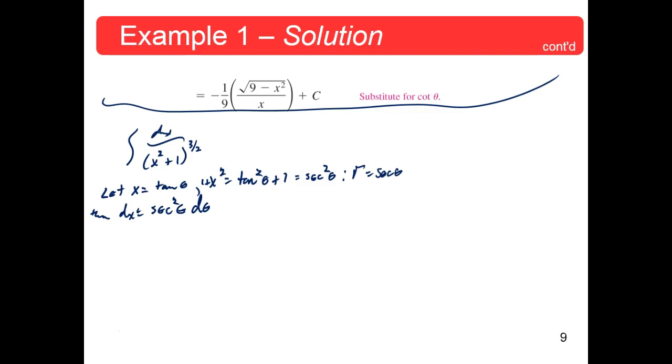We're doing example 3 on page 543. Okay?